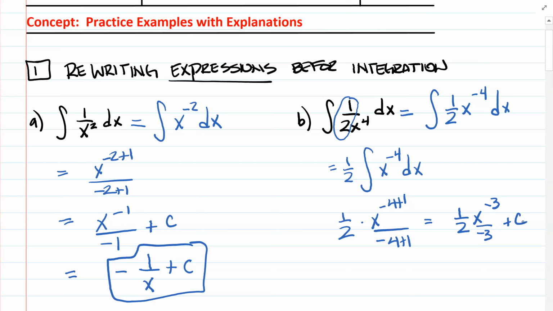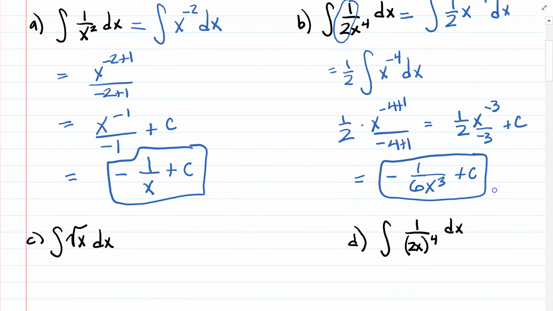So all I have left to do is clean this business up here. So this is going to be negative 1/6, and then x to the positive 3rd on the bottom, and then a plus c in the back end. So hopefully you see the algebra that we did to get that one correct. Okay, so the 1/2 times the negative 3, that's the negative 1/6. The x to the negative 3 goes to the denominator, becomes a positive x cubed plus c. Hopefully that's not so bad, okay?